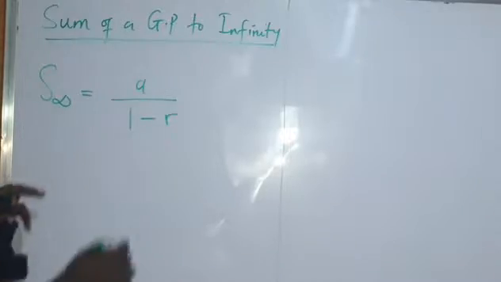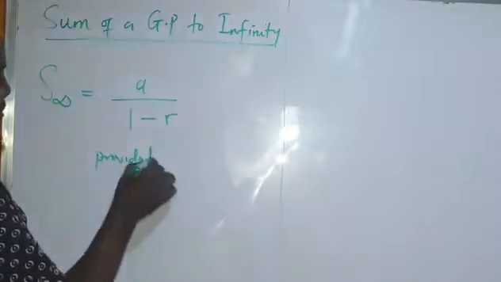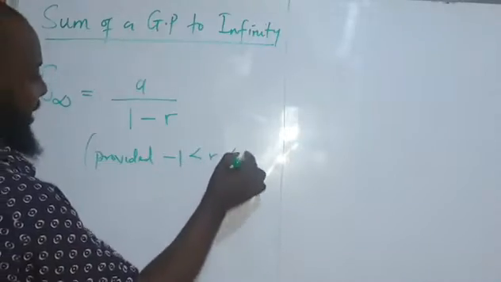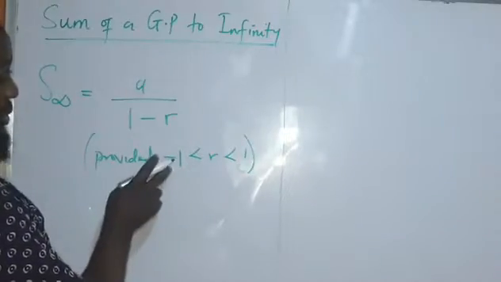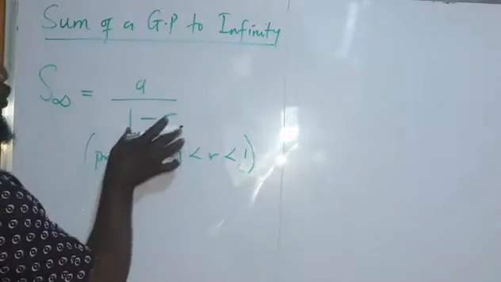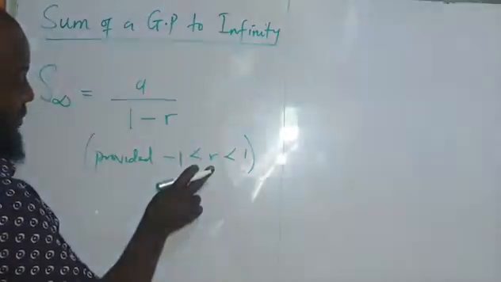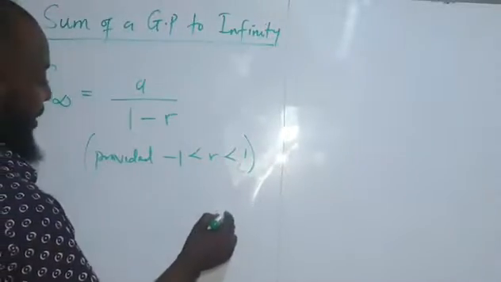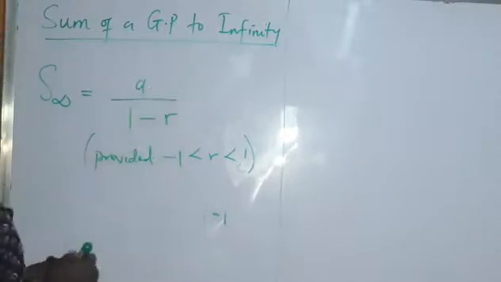So for this r given, provided that minus 1 is less than r and r is less than 1. That is, r must not be equal to minus 1, right? Because if it is equal to minus 1, this will then turn to 0. Are you with me? Because if you have this one to be 1 minus 1, that gives us 0. So it will affect our answer here. So this is what we call sum to infinity.